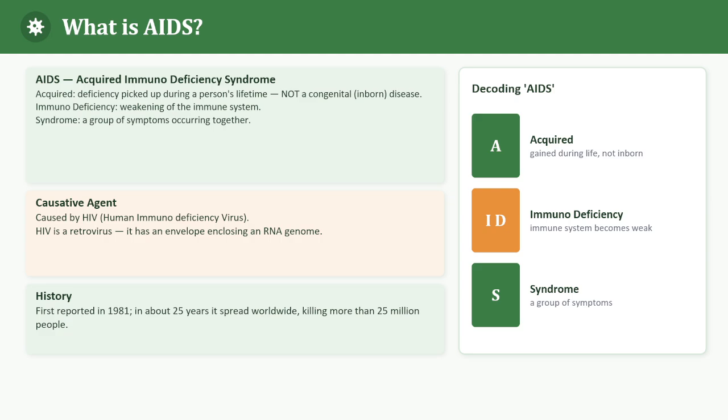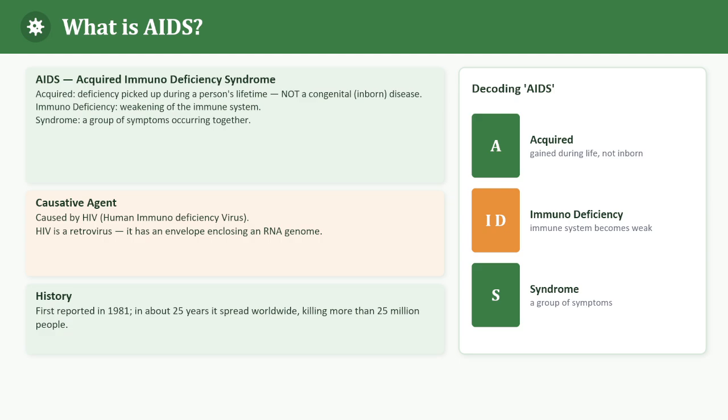And D stands for deficiency. Deficiency means a lack or weakening. So the immune system becomes progressively weakened. And the S is syndrome. Syndrome means a group of symptoms occurring together. So when we put everything together, AIDS is acquired immunodeficiency syndrome.